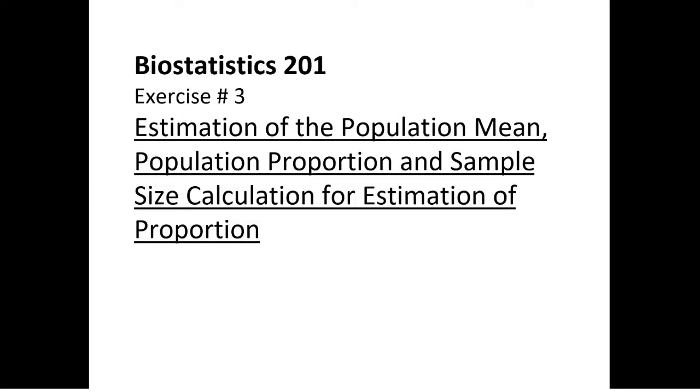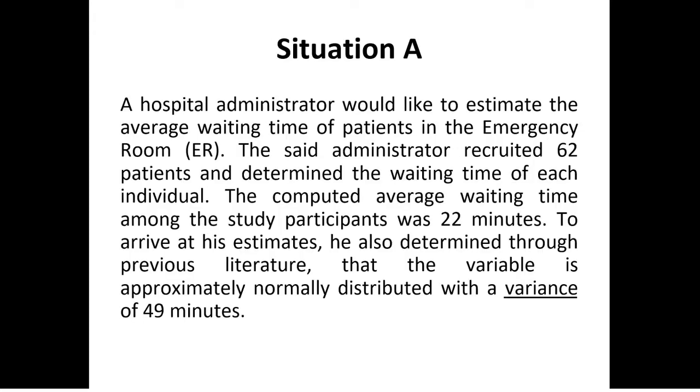Good day, everyone. We'll now be having your discussion of exercise number 3, estimation of the population mean, population proportion, and sample size calculation for estimation of proportion. So we have situation A, which is about a hospital administrator wanting to estimate the average time of patients in the emergency room. The said administrator in this study recruited 62 patients and determined the waiting time of each individual. An average waiting time was then computed, which was 22 minutes.